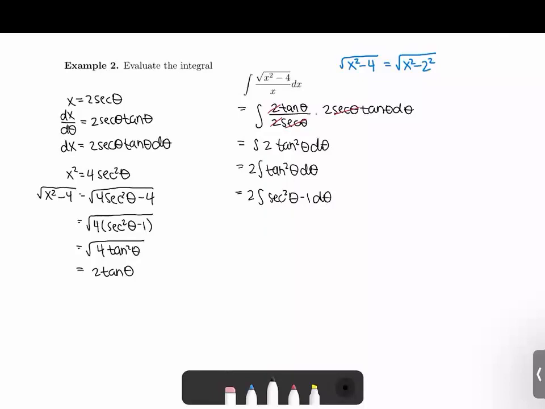The reason that's useful for us is because secant squared uses an antiderivative rule, because the integral of secant squared is just tangent, and there's no substitutions needed. So when we integrate this, we see that this is 2 times tangent theta minus theta, and then all of that is plus c. Once we have this, we need to use a reference triangle to get back to where we started. So I'm going to go ahead and distribute that 2 first.